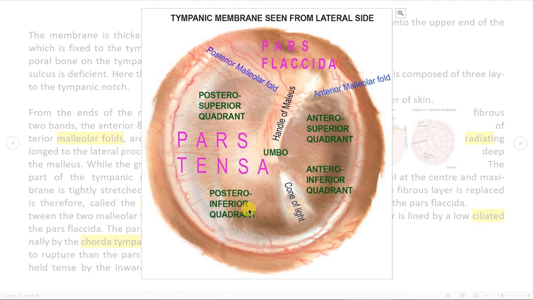Now imaginary line dividing from the handle of malleus downwards and one horizontal line like this. It is dividing this pars tensa in four different quadrants: antero-superior, antero-inferior, postero-superior, and postero-inferior quadrant. So whenever a tympanic membrane has something clinically, that is termed according to quadrants. Similar quadrants you have learned in the gluteal region, gluteus maximus, and the tissue covering it.